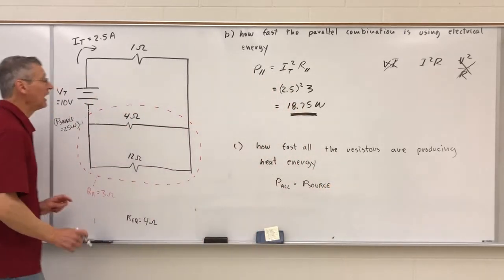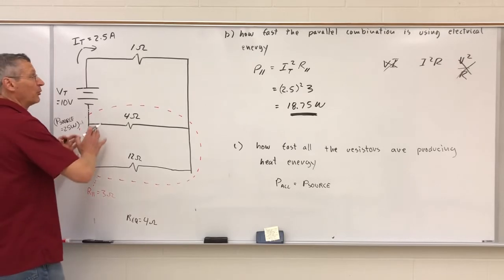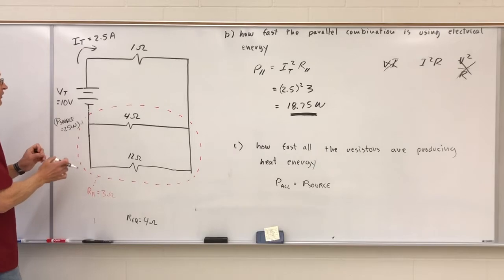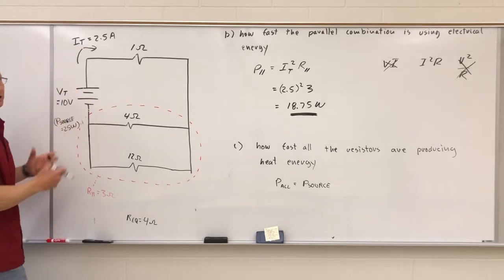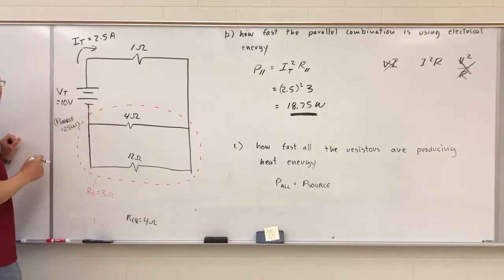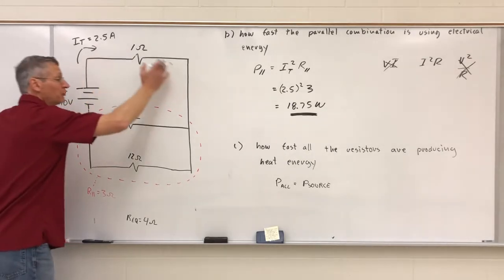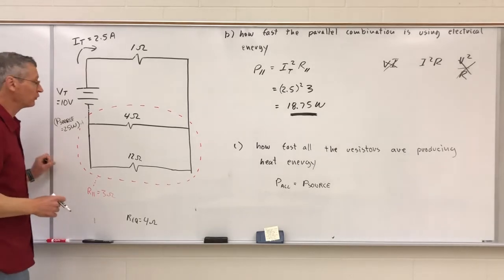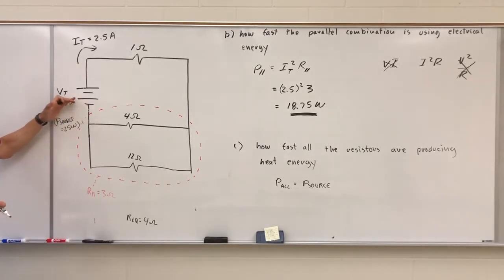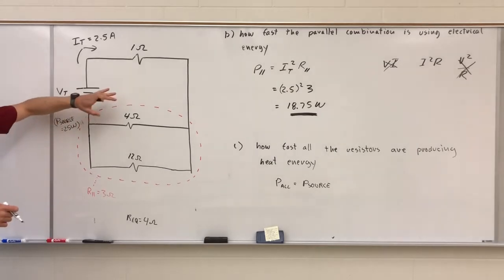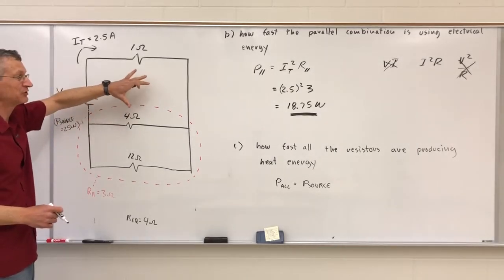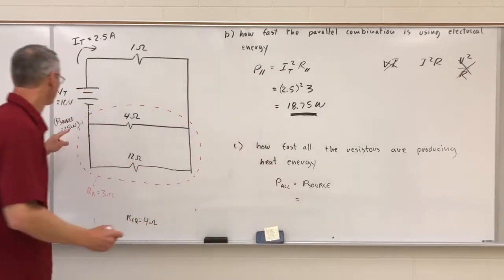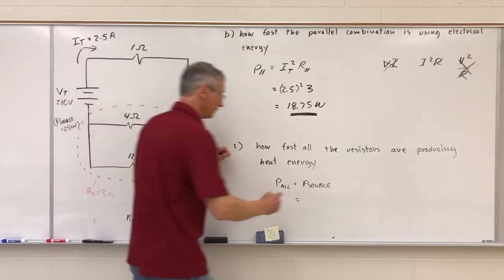Okay, agreed? How fast the resistors are producing heat energy? Well, that's going to be equal to how fast the source is producing electrical energy. Because let's face it, any electrical energy the source produces, the resistors end up producing heat energy with that. So the power of the source, how fast it's producing electrical energy, that's how fast the resistors are producing heat energy. That's the power of the resistors. And we did that calculation already. The power of the source is 25 watts.